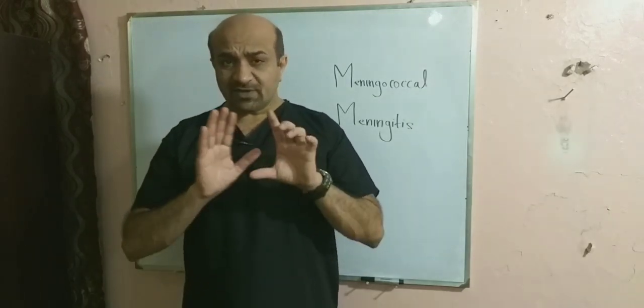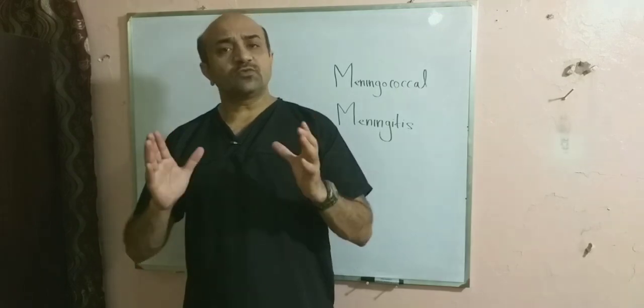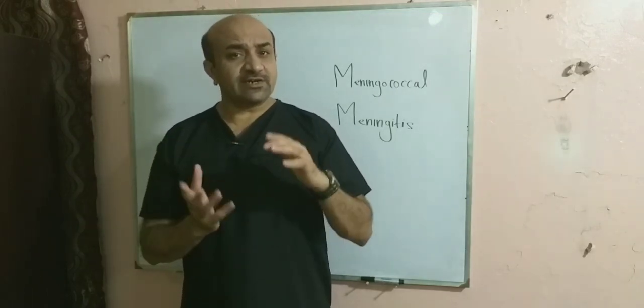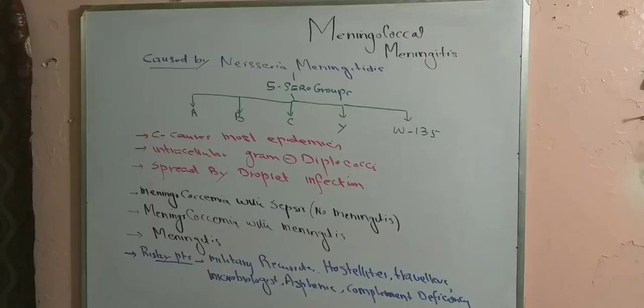Now, it was a summary of the disease. Once we have done the summary of the disease, let's put these on. So, meningococcal meningitis is caused by Neisseria meningitidis, which is an intracellular gram-negative diplococcus, and it has 5 serogroups or 5 strains: A, B, C, Y, and W135. B is responsible for cases on and off, but C is the most common cause of the epidemics.